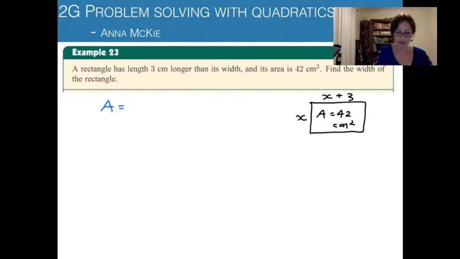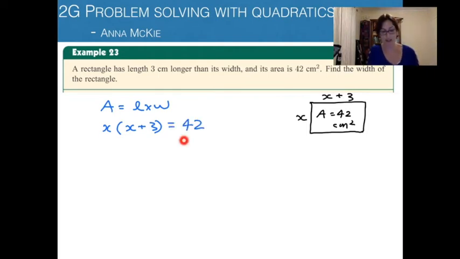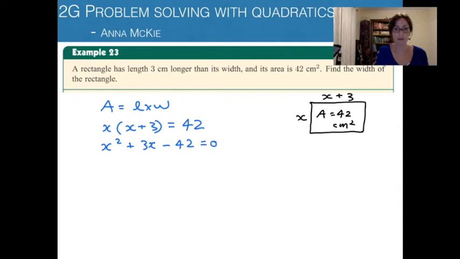If area is length times by width, we have here our x. It doesn't matter if we go width times by length, because multiplication is commutative. So we can shuffle them around like that, is equal to 42. And so there's our equation, and we need to expand the brackets and solve for x. So we have x squared plus 3x, bring the 42 over, is equal to 0.